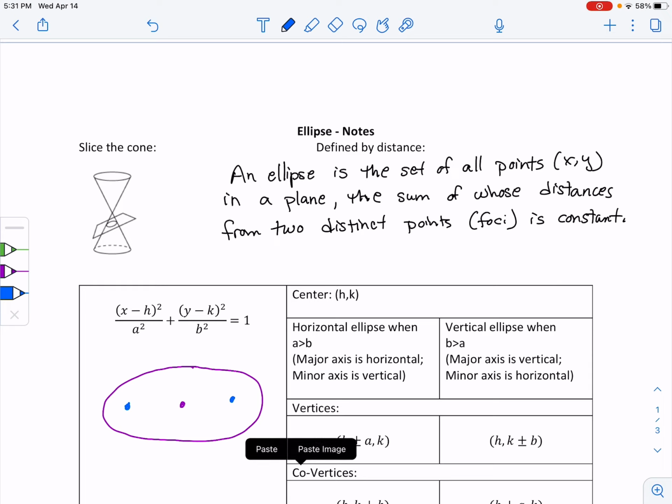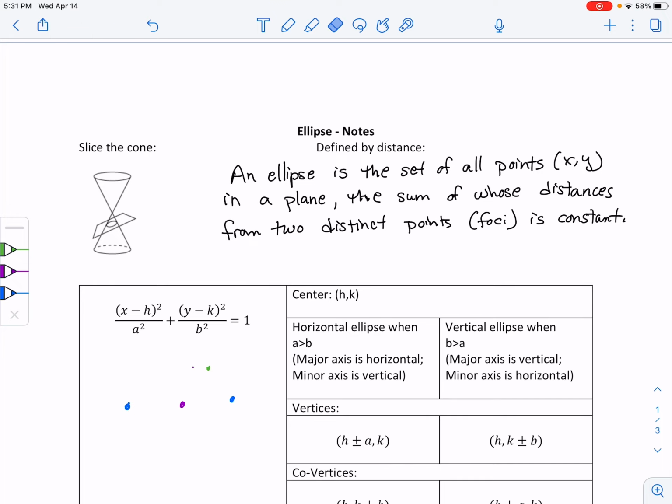What this definition tells me is if I pick a point here and measure this distance and this one and add them up, it's going to be the same as if I pick this point and pick that distance and add them up. Or this one, this distance plus that distance. It's always the same answer when you get done. Okay?